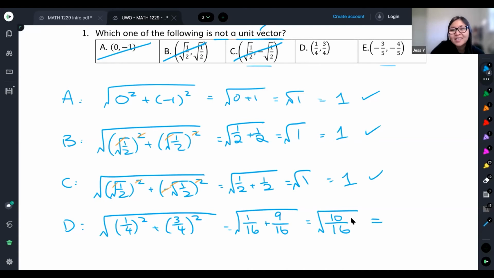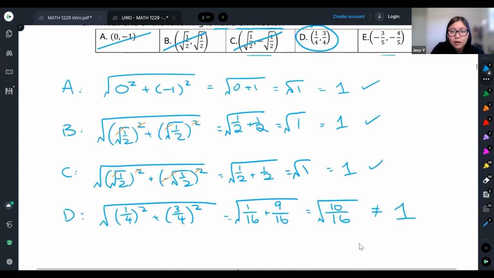No, right? That is not 1. So actually our answer is D. Very few of you guys chose D, and I think it's because these fractions make it a little trickier, right? If they were to put a question like this on the final exam about unit vectors, likely they're going to throw in some fractions just to make sure you know what you're doing, okay? It's not going to be as nice numbers.